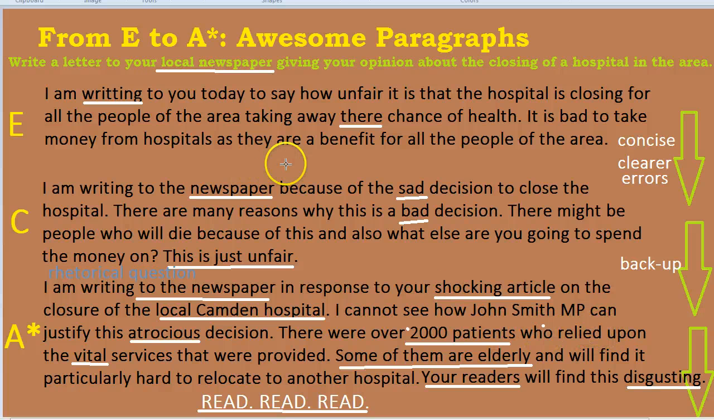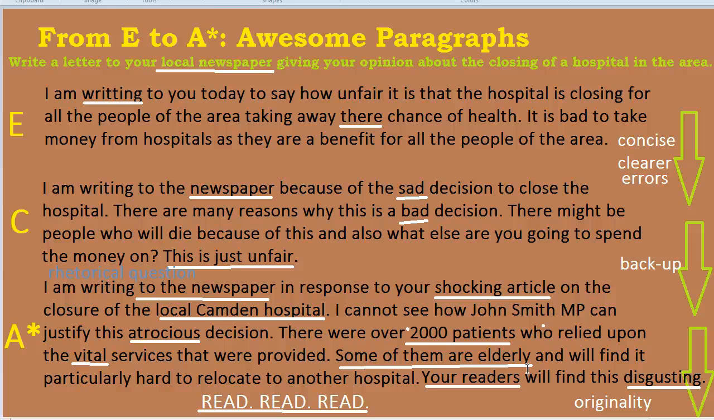Another point I'd make is that the arguments were quite original. That would be my key word for getting an A-star, as opposed to an A, is originality. That's what the examiners, and anyone reading your writing in life, are looking for. They're looking for a house that's unique, for a load of things that make it special just to you. And this person's thought of quite an interesting argument. They're focusing on those elderly people who will have to move. The more that you can be original, the better for an A-star.